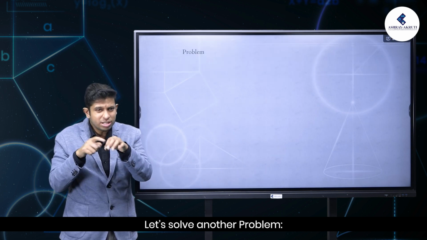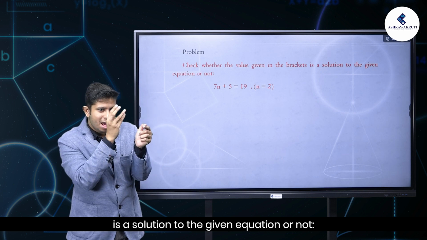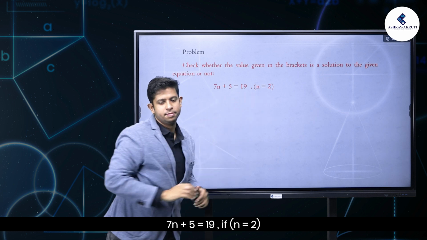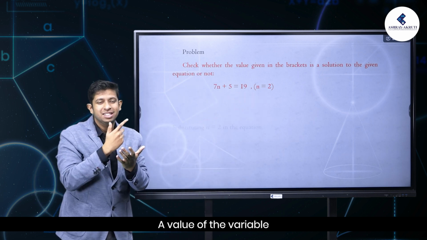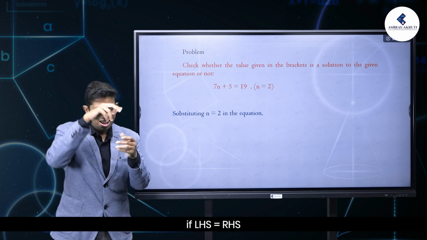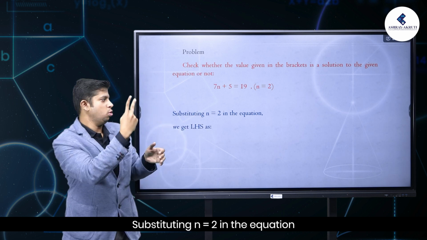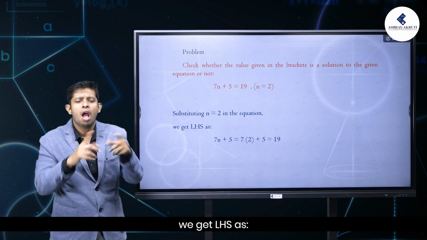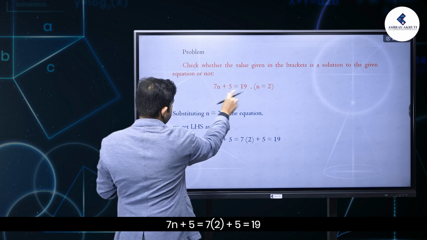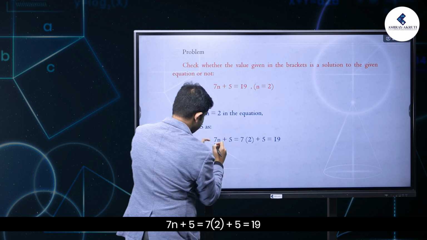Let's solve another problem. Check whether the value given in the brackets is a solution to the given equation or not. 7n plus 5 is equal to 19, if n is equal to 2. A value of the variable is a solution to the given equation if LHS equals RHS when the value of the variable is substituted in the equation. Substituting n equals 2 in the equation, we get LHS as 7n plus 5 is equal to 7 into 2 plus 5 is equal to 19.